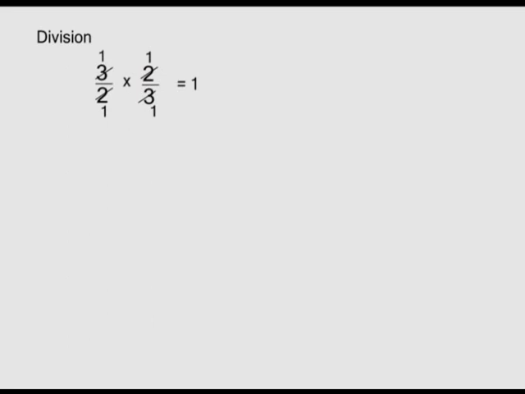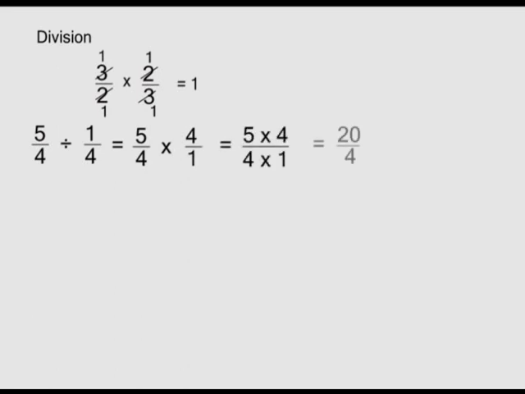When we divide a fraction with another, we take the reciprocal of the divisor and change the division sign into a multiplication one. So 5 over 4 divided by 1 over 4. The divisor is 1 over 4. Its reciprocal is 4 over 1. So we have 5 over 4 times 4 over 1. 5 times 4 is 20. 4 times 1 is 4. That gives us 20 over 4, which is equal to 5.